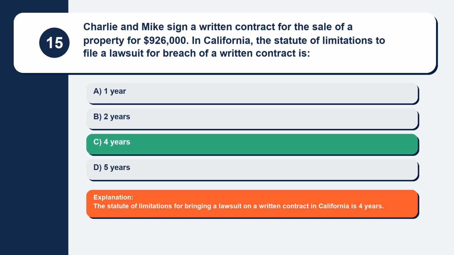Explanation: the statute of limitations for bringing a lawsuit on a written contract in California is 4 years.